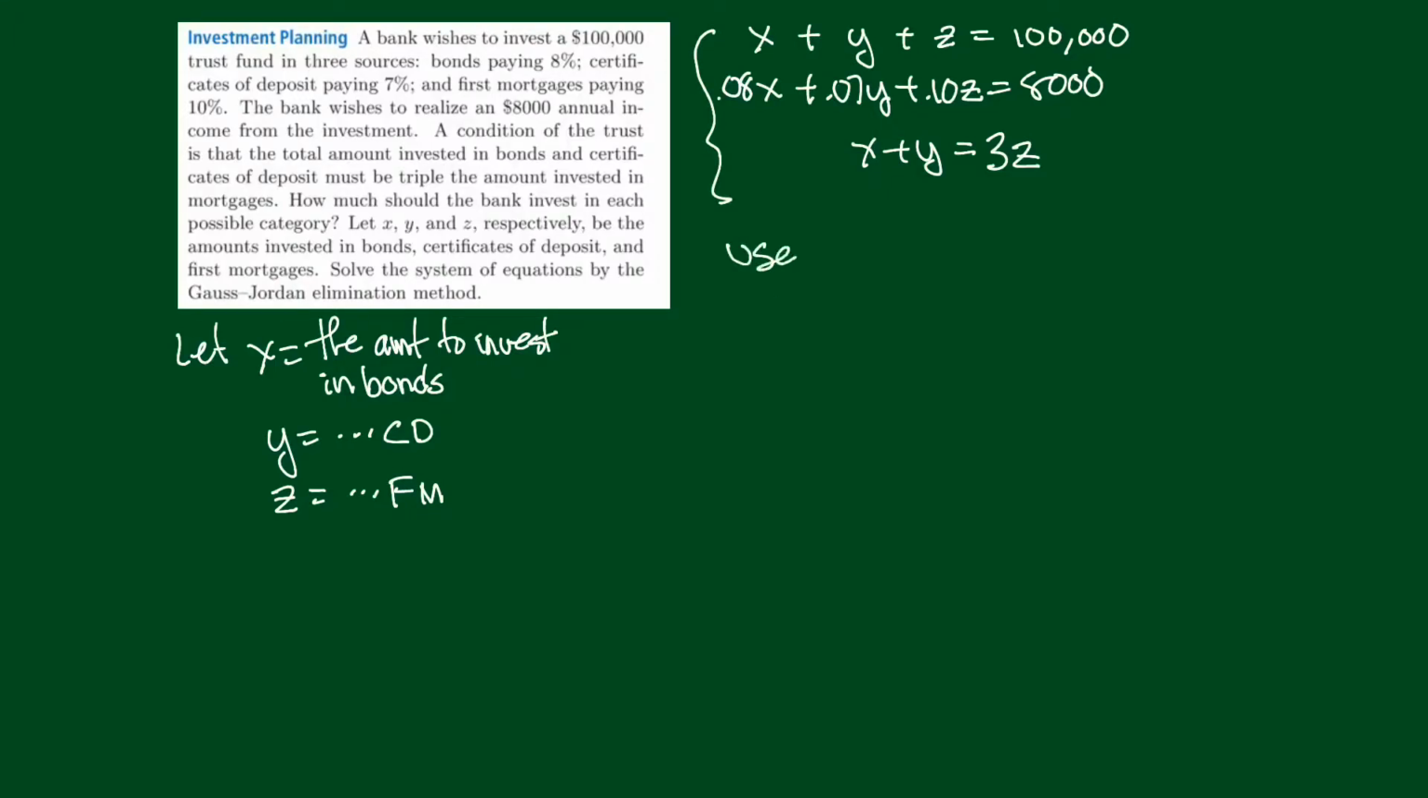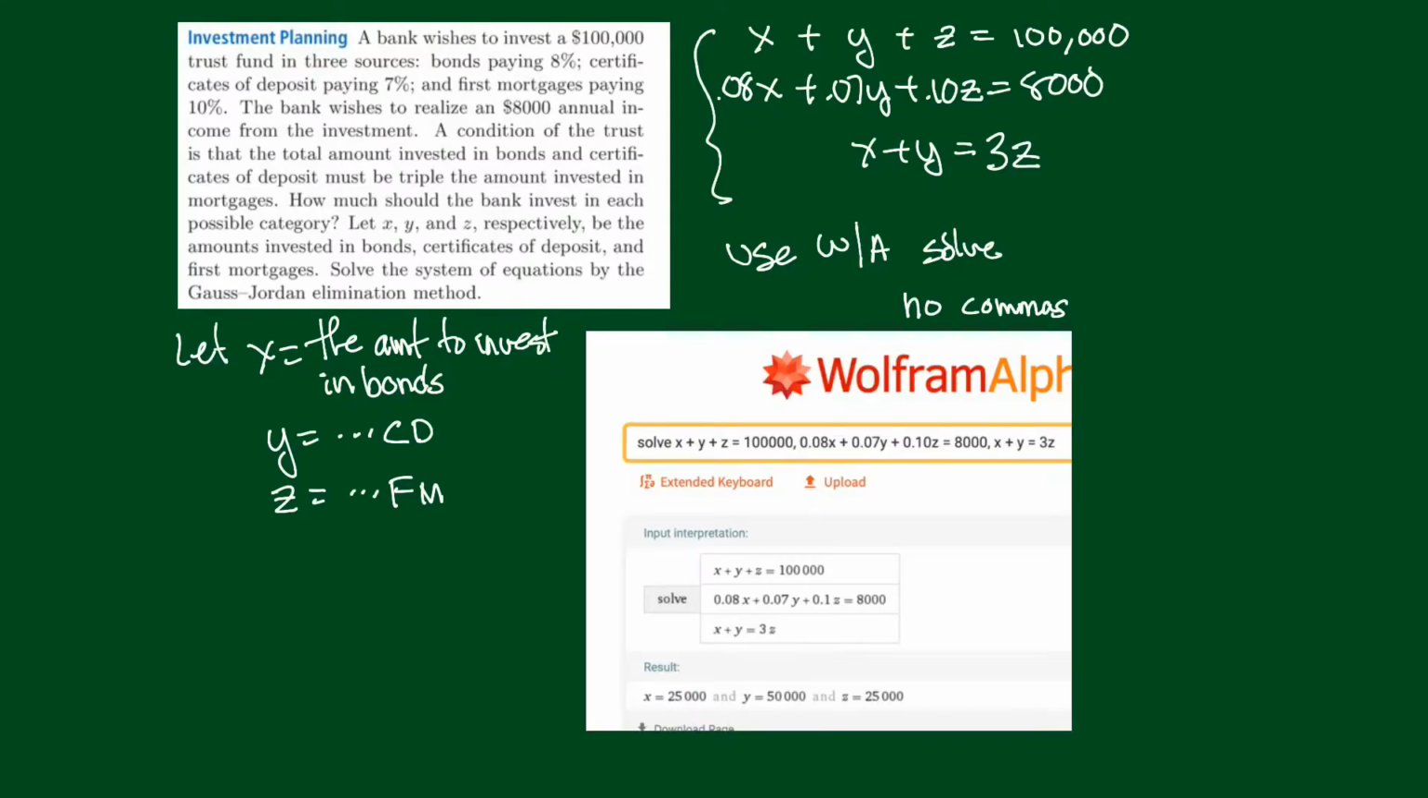So here's my system. I'm going to type these into Wolfram Alpha using the solve command. One thing I've noticed in Wolfram Alpha, no commas. So when you're typing numbers into Wolfram Alpha, don't use commas. I'll just drop my Wolfram Alpha output into here, and you can see right down here is our values, but that's not how I'm going to write the solution, right?